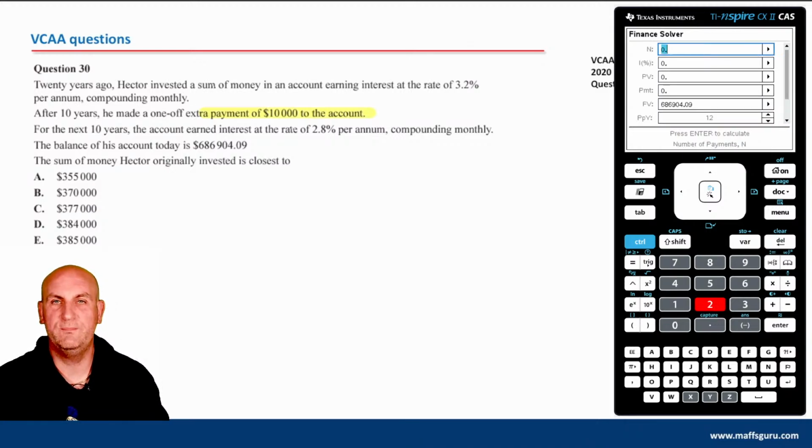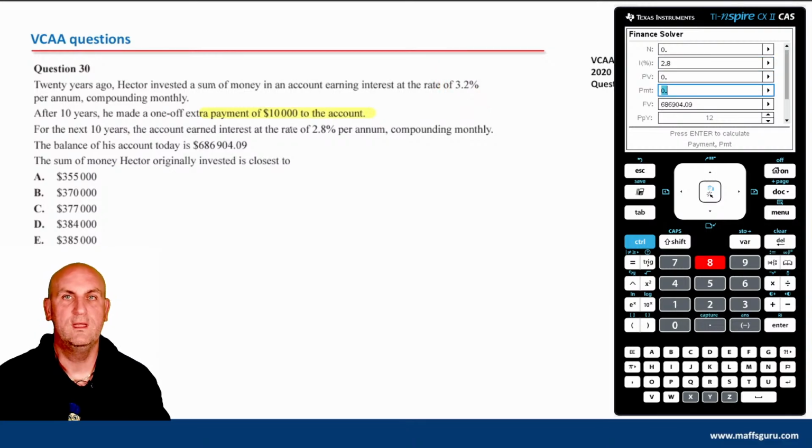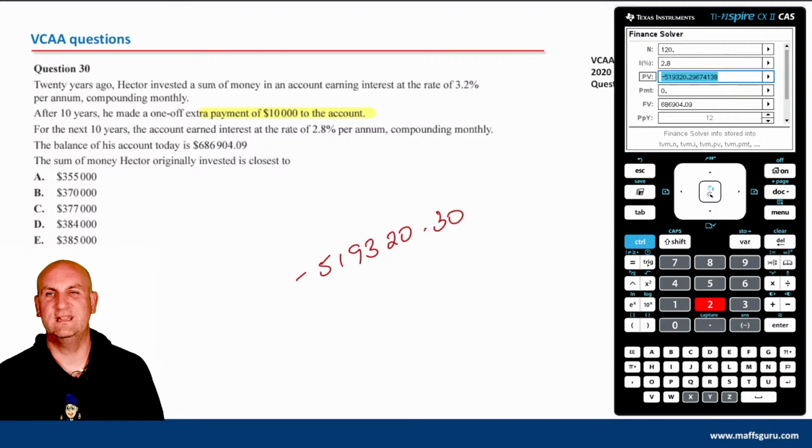So I've got PPY and CPY is 12. My interest rate was 2.8%. Again, a number of people stuffed up because they put 3.2. The number of payments, well, it was 10 years at 12 payments a year. So in that situation, when I hit PV, I get minus, he says writing in highlights again, minus 519,320.30. Now actually, although I'm writing that down, I'm not going to round my numbers. I always round for my very, very last number.